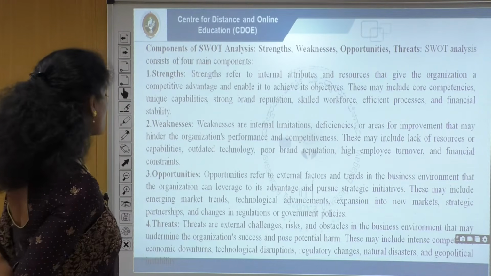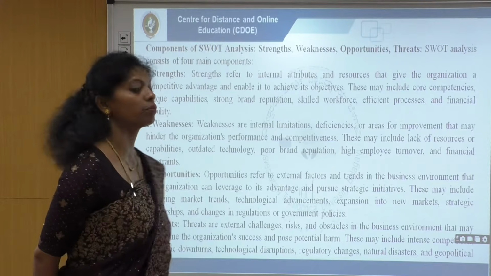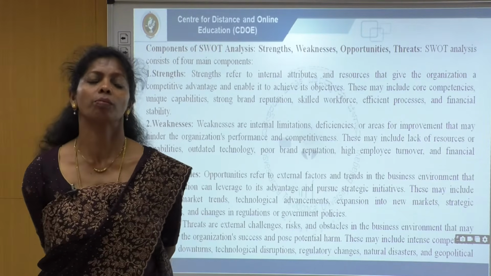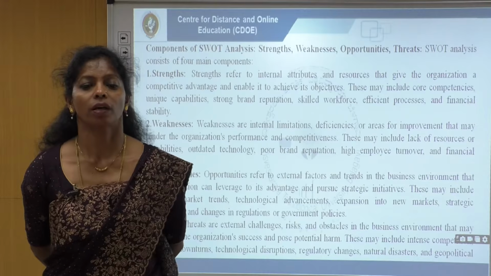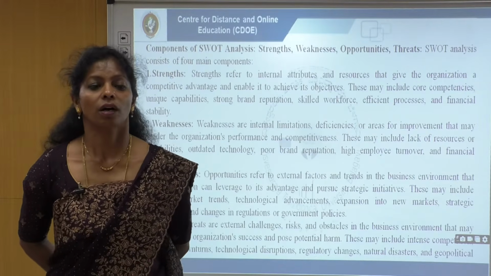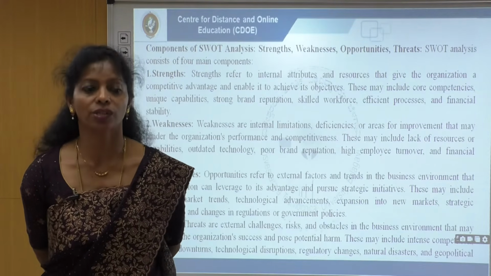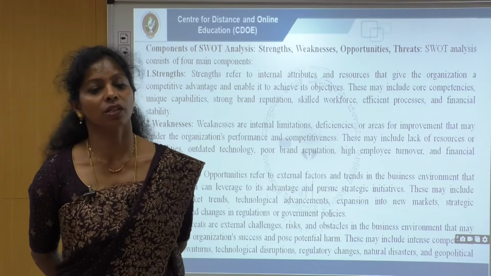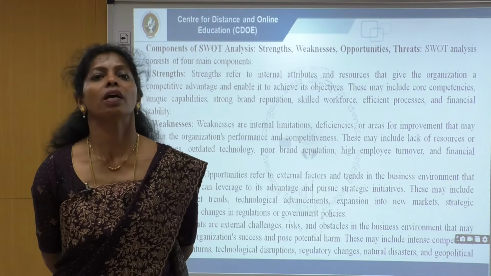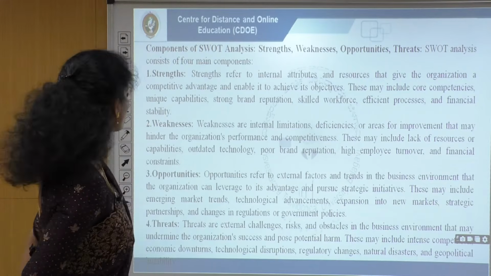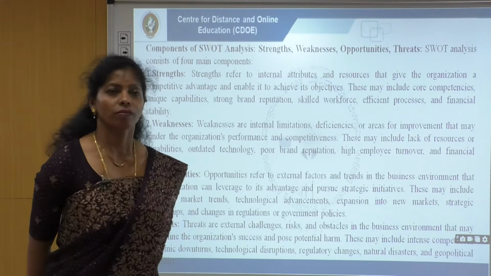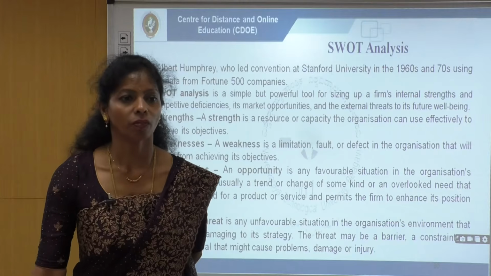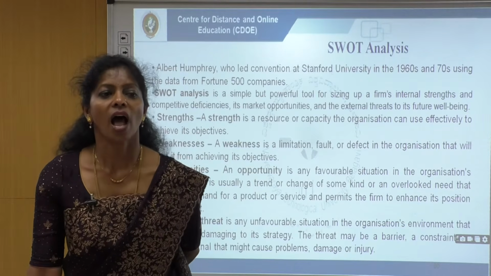Threats are external challenges, risks and obstacles in the business environment that may undermine the organization's success and pose potential harm. They may include intense competition, economic downtrends, technological disruptions, regulatory changes, natural disasters and geopolitical instability. So this was a brief explanation about the SWOT.